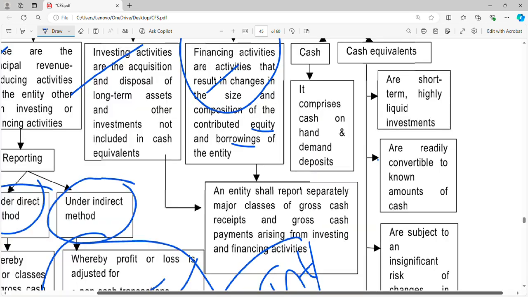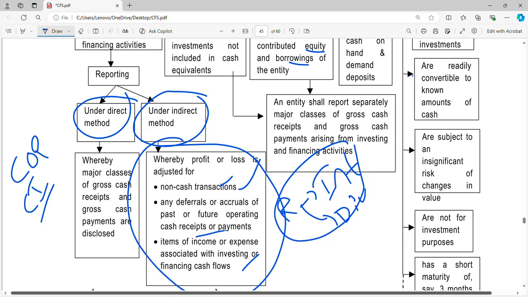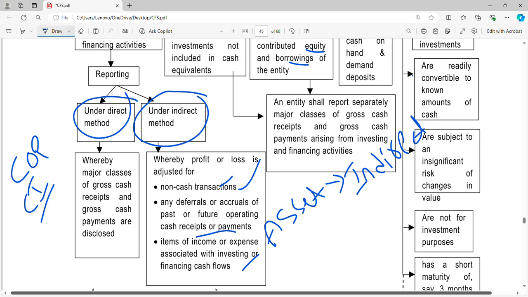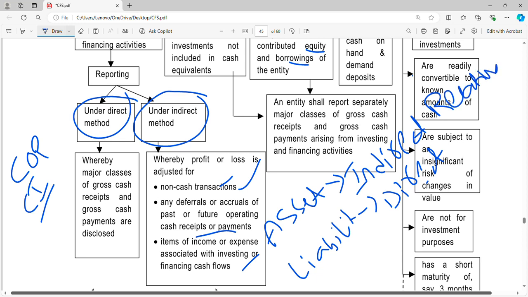Here is the simple formula for the operating assets: if the asset is increasing, there is an indirect relationship, so we need to deduct. If the operating asset is decreasing, then we need to add. For operating liability, if the operating liability is increasing, we need to add. If the operating liability is decreasing, we need to deduct. So for the operating asset, it will be an indirect relationship, and for operating liability, it will be a direct relationship.